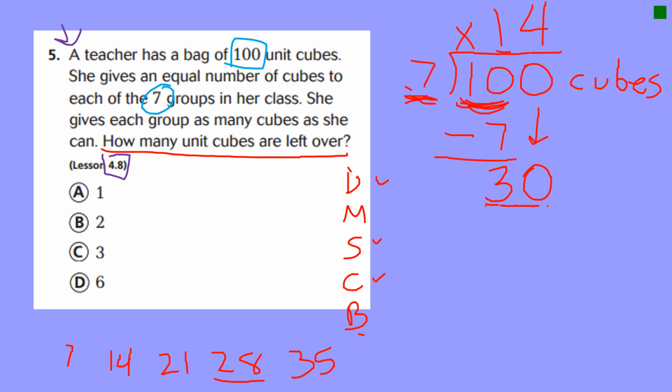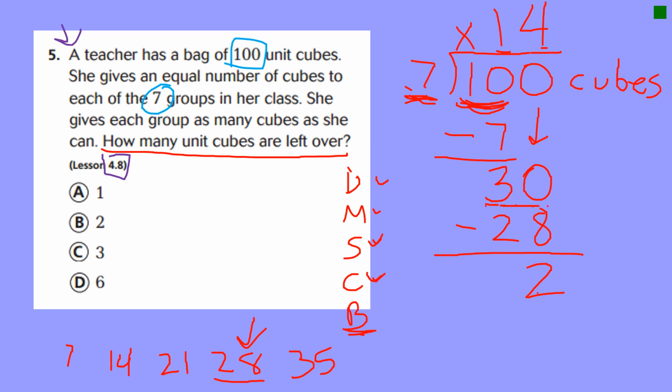7 goes into 30 4 times. Now we multiply. 4 times 7 is, ding, ding, ding, 28. We subtract a 28, right? Okay, 30 minus 28, 28, 29, 30. I'm just going to count up on that one. 2. Okay, is 2 less than 7? It is. Now we have B for bring down. There's nothing to bring down.